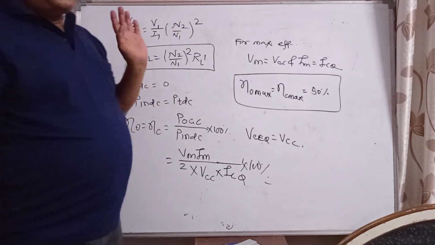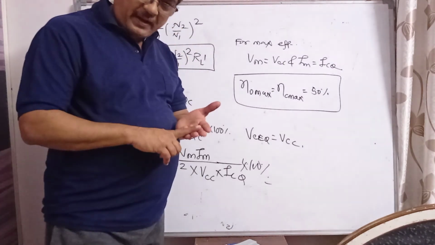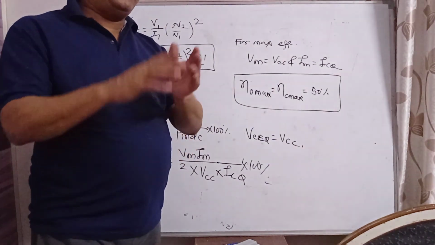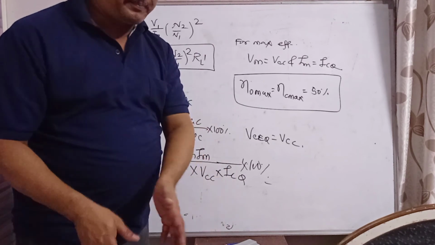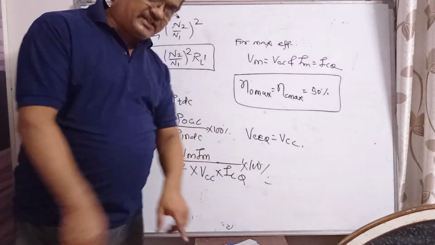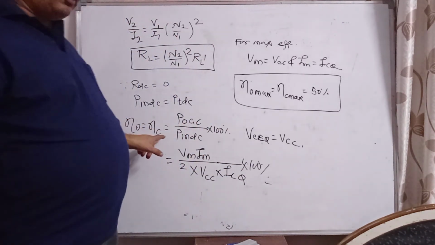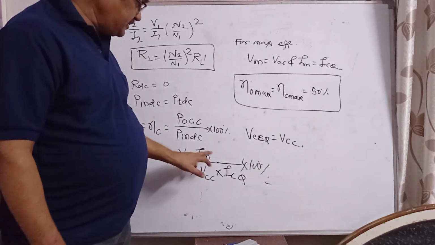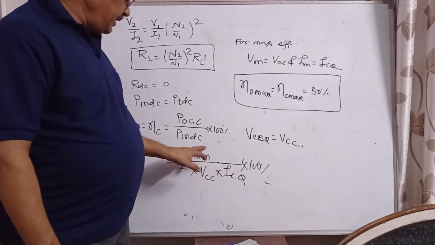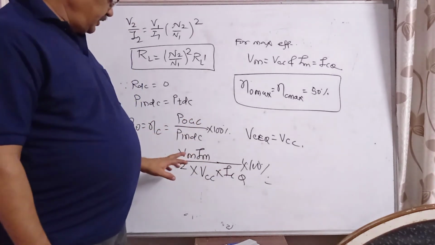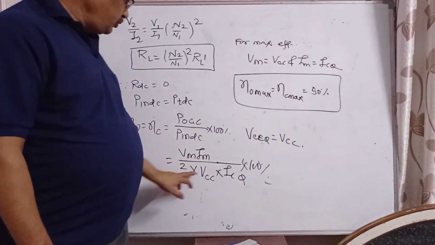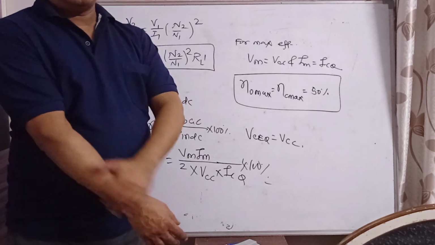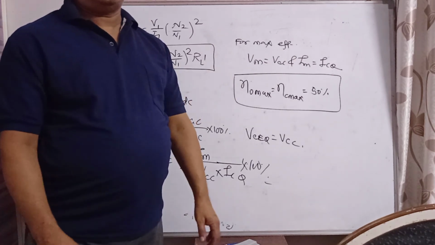And then efficiency. Since the DC resistance of the primary is 0, the whole input power generated is given to the transistor. That means input power is equal to transistor power, and then overall efficiency will be equal to collector efficiency. For maximum efficiency, if we put these conditions, VM equal to VCC and IM equal to ICQ, then the maximum efficiency will be 1 by 2 into 100. This much you have to write if a short note on the transformer coupled amplifier is asked. Okay.